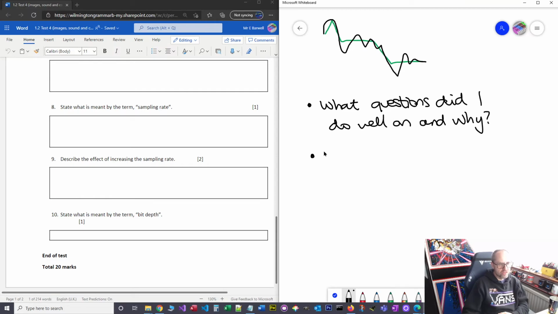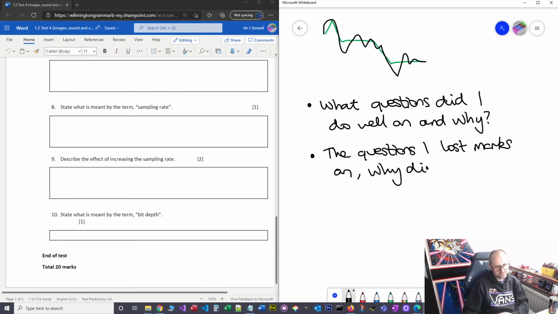Then, right, the questions you lost marks on. So the questions I lost marks on, why did I drop marks? So if that is to do with the fact that you got the right stuff, but you didn't explain it, or you didn't tie it to the context of the question, or you didn't use the data that was in the question, so you didn't work off the examples that were there.